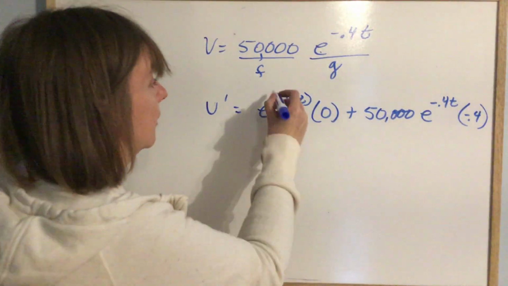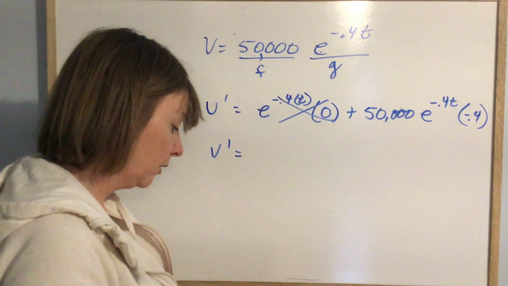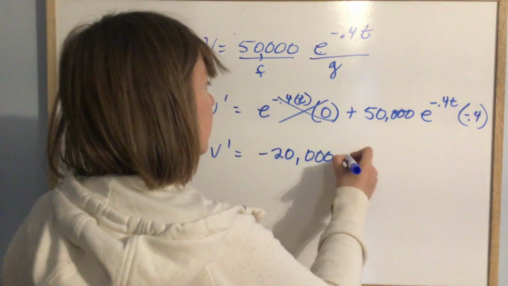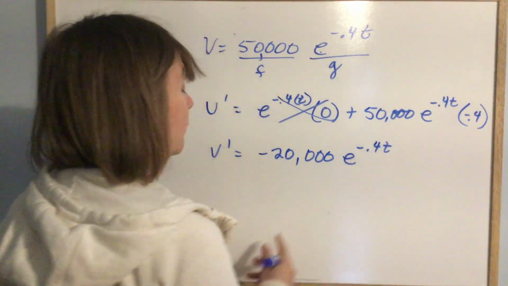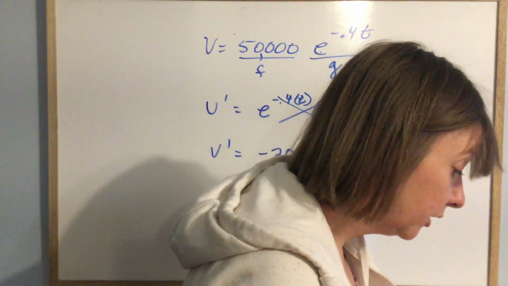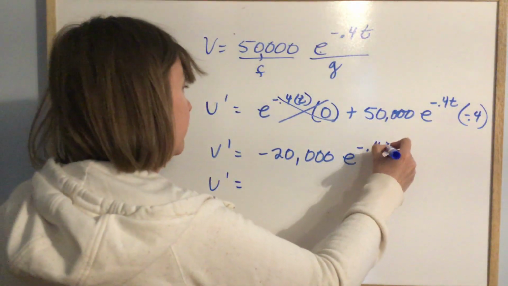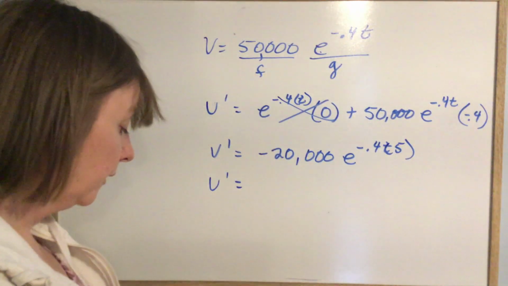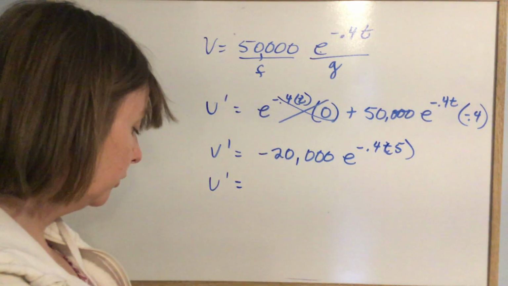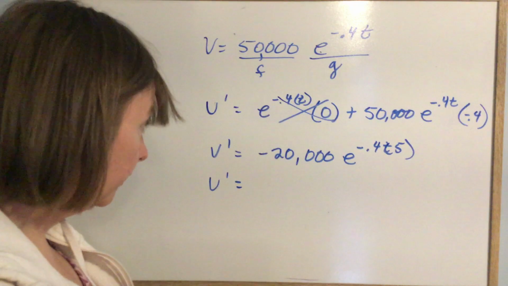So that term is gone because that's times 0. So 50,000 times negative 0.4 is negative 20,000 e to the negative 0.4t. So that is my rate of change, or my derivative formula. They want to know the rate of change after 5 years, so I'm going to put 5 in for my time. Negative 0.4 times 5, and I'm going to do e to that, and multiply it by negative 20,000.